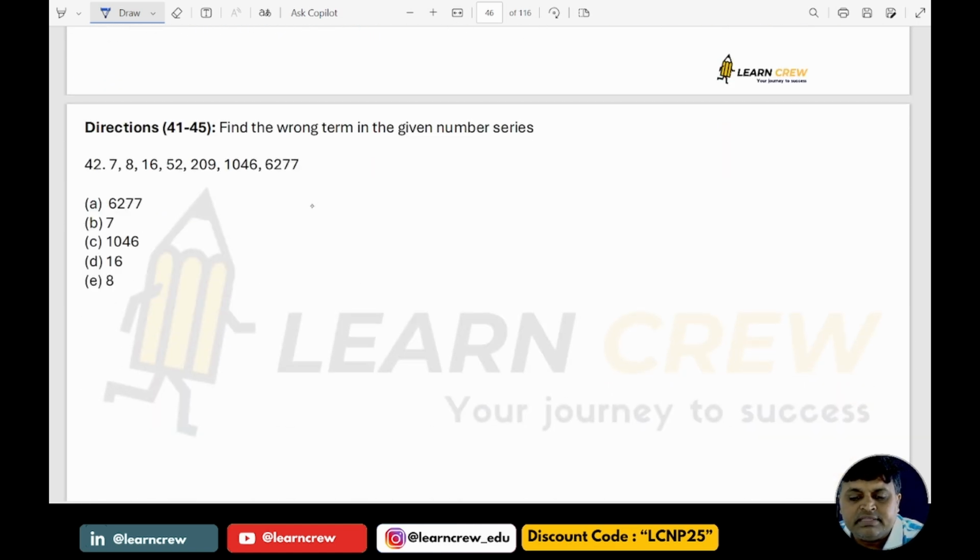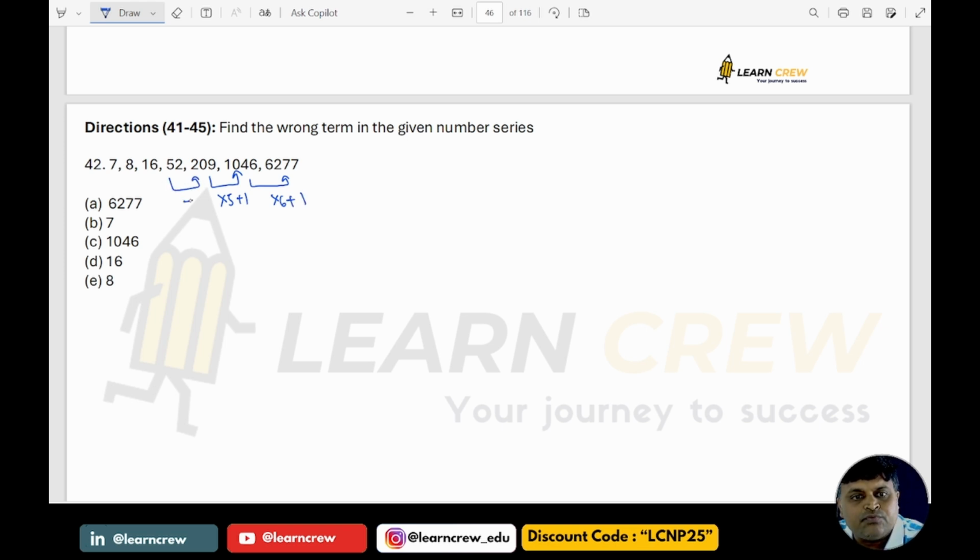Now 7, 8, 16, 52. It's a multiplication series. You could very clearly see into 5 plus 1, then into 6 plus 1.